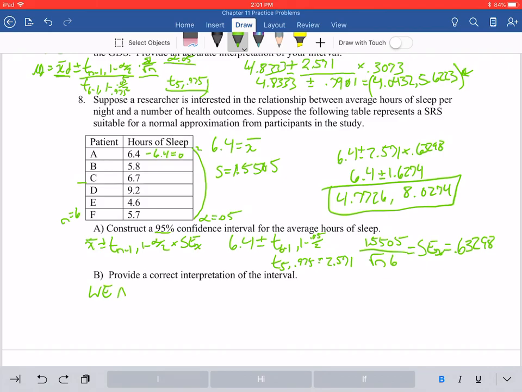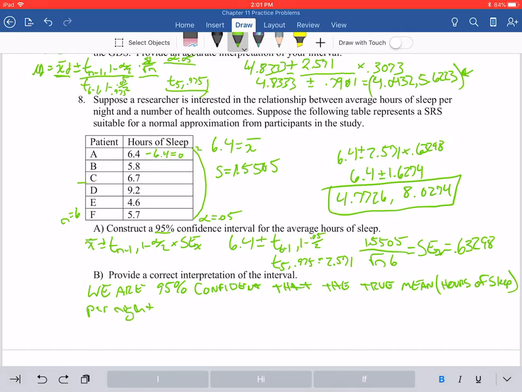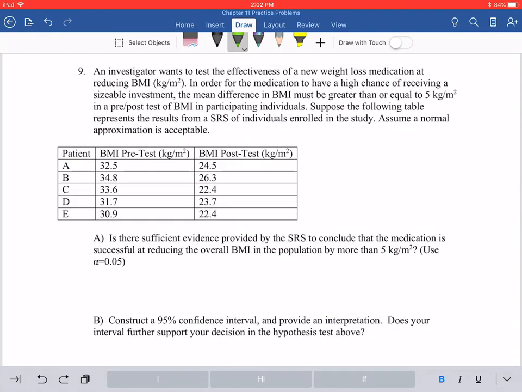Prior to correct interpretation, our interpretation is going to state we are 95% confident that the true mean, which is hours of sleep per night, lies within the confidence interval of 4.7726 to 8.0274. And that's how we do part 8.